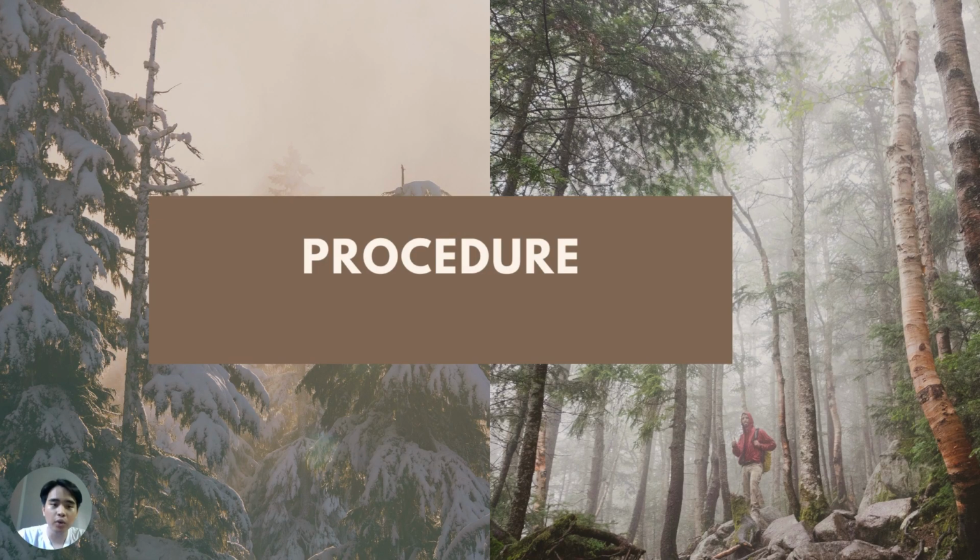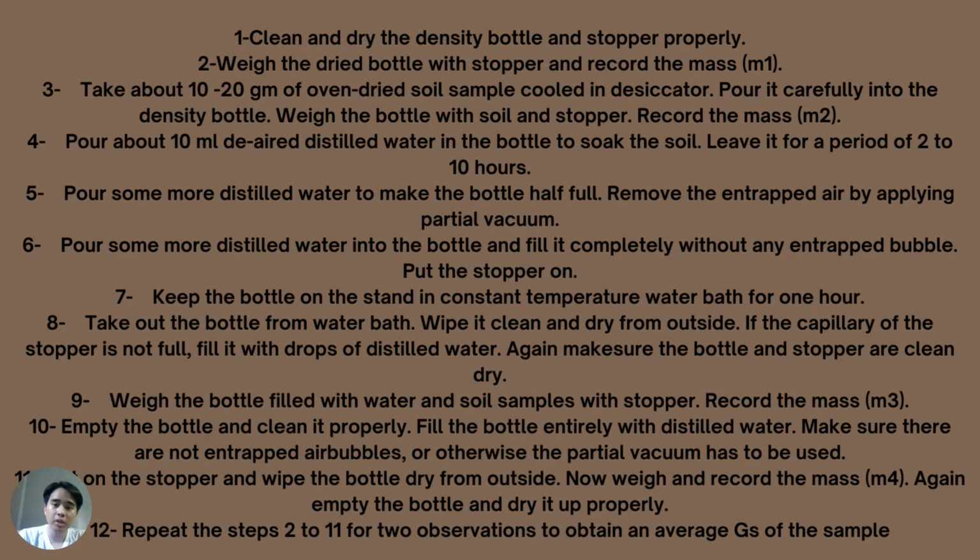So now we look at the procedure. First is to clean and dry the density bottle and the stopper, and then record the mass and label it as M1. Weigh the dry bottle with stopper and record the mass. Take about 10 to 20 grams of oven-dry soil sample cooled in a desiccator. Pour it carefully into the density bottle. Weigh the bottle with soil and stopper. Record the mass and label it as M2.